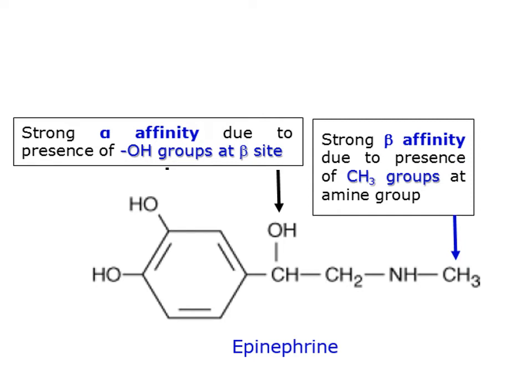So epinephrine has a catechol ring, being one of the catecholamines, so it has strong pharmacodynamic activity. But regarding substitution, the OH group at the beta site increases the alpha affinity, so it has strong affinity for the alpha receptor. While substitution of the methyl group at the alpha side gives it increased, strong beta affinity for the receptor. So epinephrine in principle is a drug with very strong alpha and beta activity.